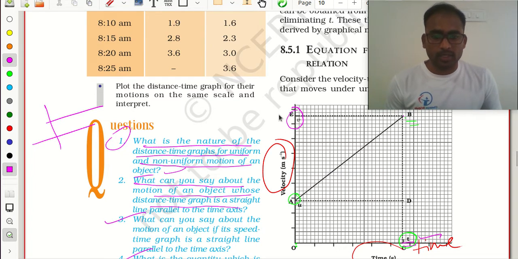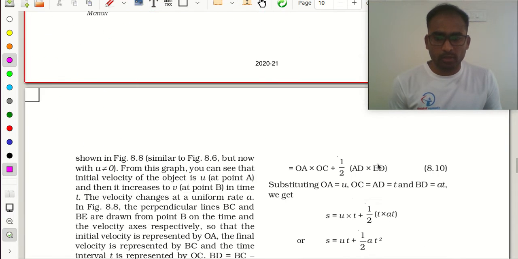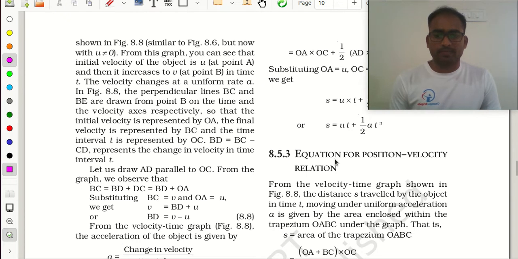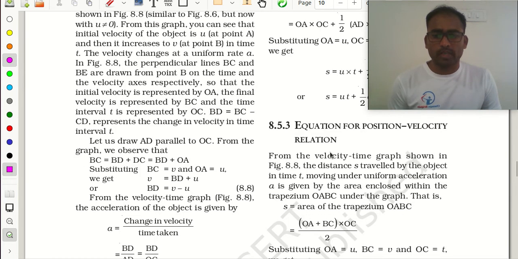Next. So here we started with the initial velocity u, and I stopped here with the final velocity v. Okay. So from this graph, I need to calculate the distance covered. How I need to calculate the distance covered, and how I will calculate the acceleration.